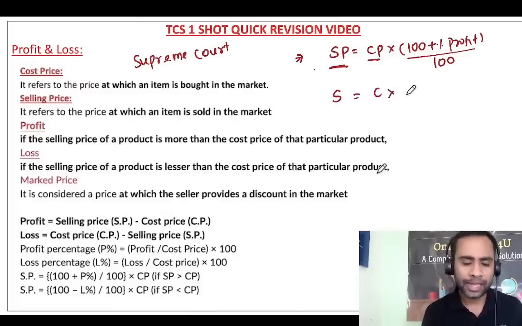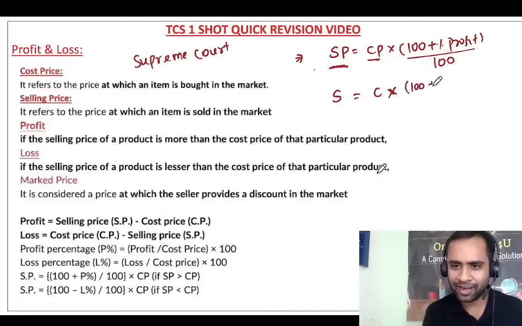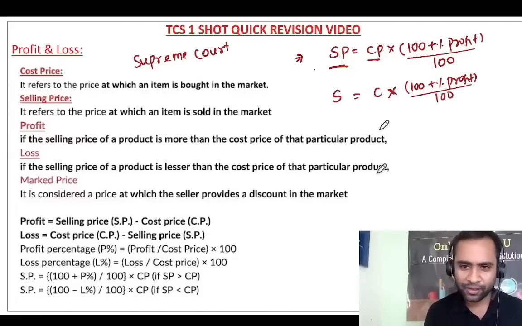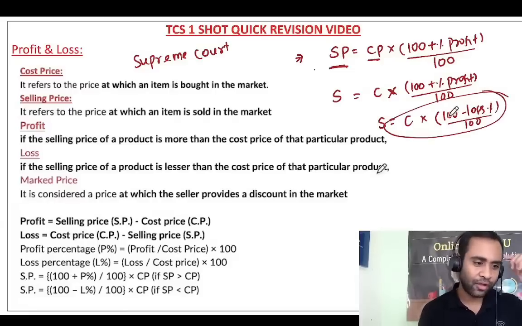Into, if there is a profit, my dear friends, add it to 100 and divide by 100. Supreme Court, so SC. Now if there is a loss, subtract from 100 and then divide by 100. Like this we have to keep the formula in our mind.